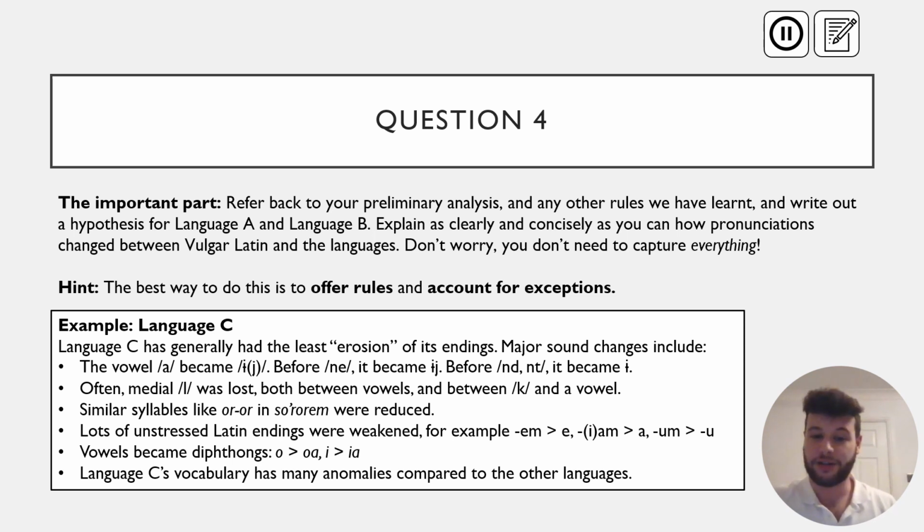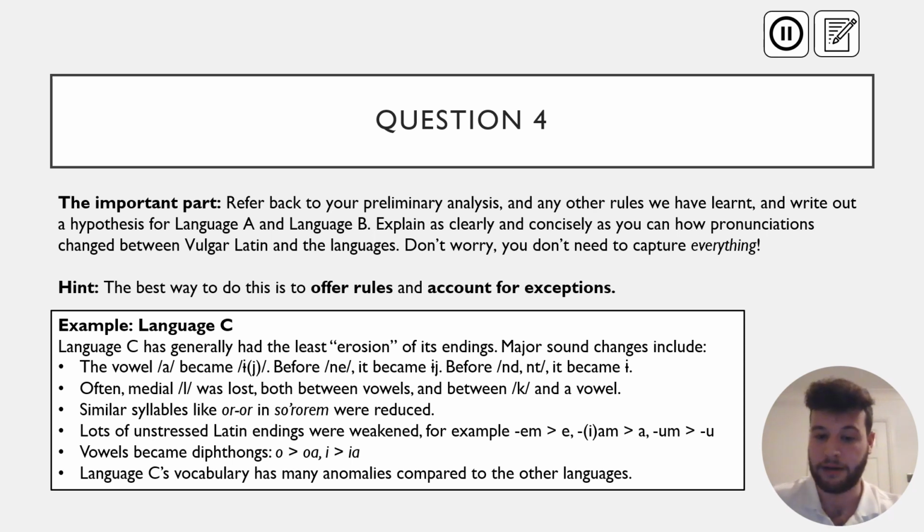This final question is where I'm going to ask you to go ahead and refer back to the information we've got so far, everything we've learned, and put it together in a very, very coherent way. Go ahead and write out a hypothesis for language A and language B. I've taken care of language C as an example because I think language C is a bit of a mess, but go ahead and take care of language A and language B. You can see in the example below, I effectively offered rules that I think are as accurate as they can be, but also as brief as they can be. So they're very clear and concise.